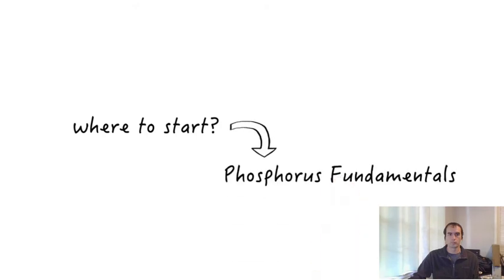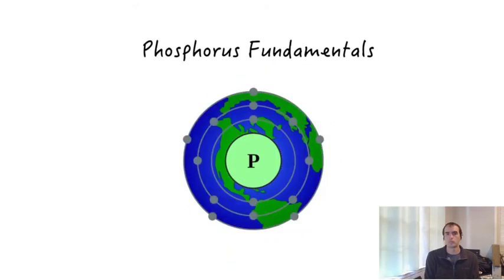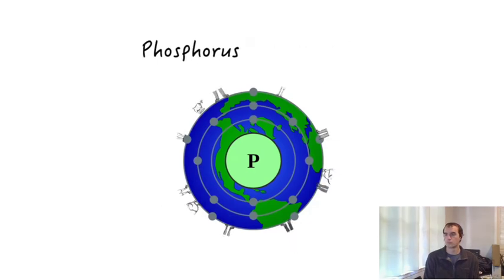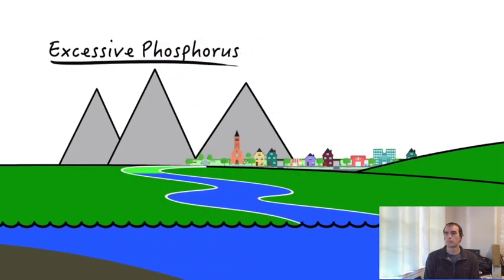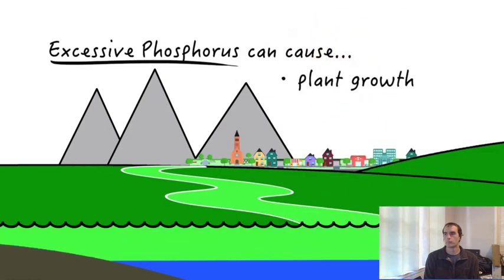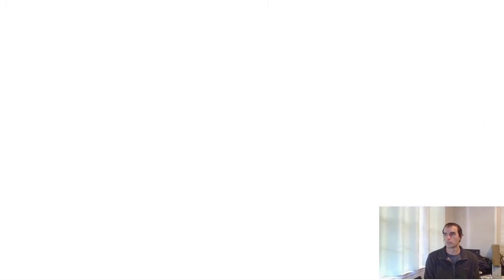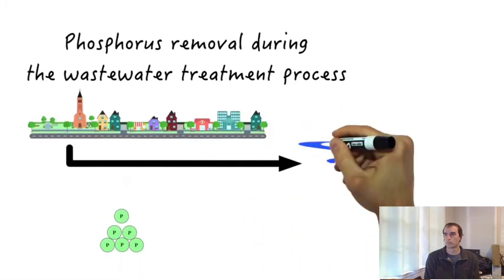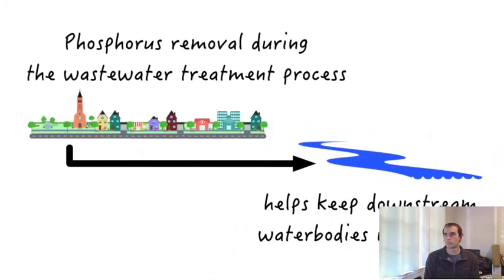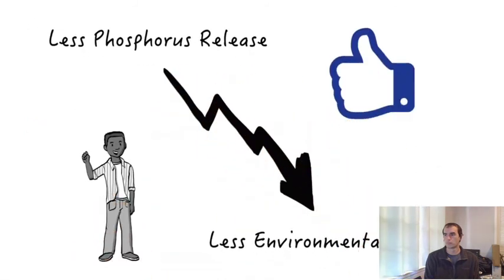Where to start? Let's dig into some quick phosphorus fundamentals. Phosphorus is an abundant, naturally occurring element essential to all life on Earth. Excessive phosphorus in waterways and water bodies can cause environmental complications such as dense plant, algae, and cyanobacteria growth known as eutrophication. By removing phosphorus during the wastewater treatment process, there are less potential downstream negative impacts. Less phosphorus release, less negative environmental impact.